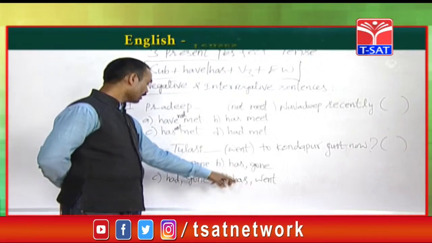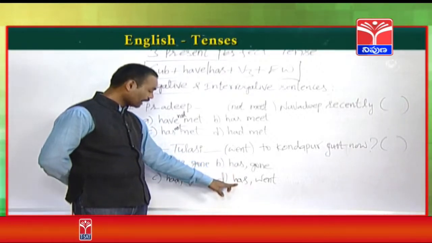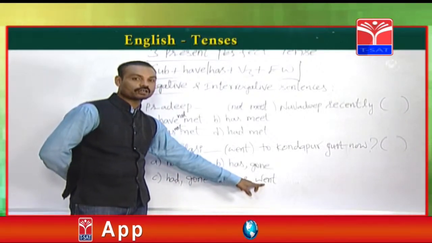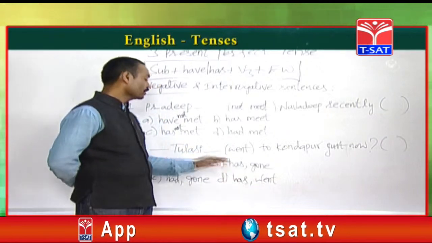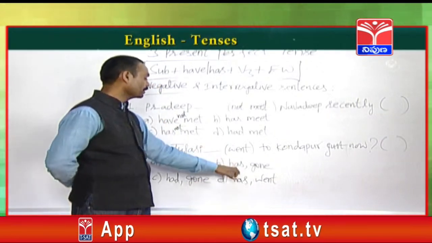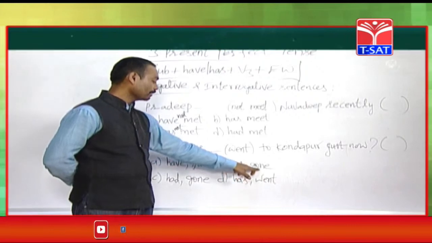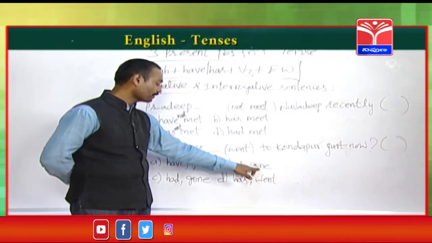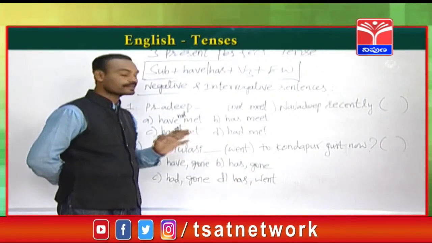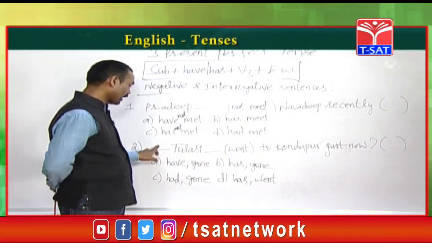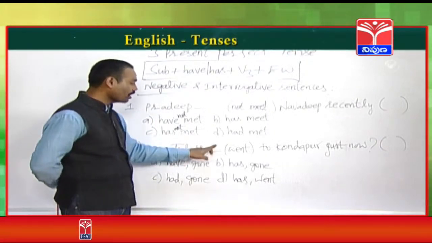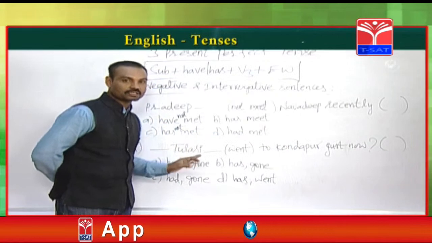Here has, correct, helping verb is right, but the main verb is wrong, went is there, we should not use second form, we should use the third form of the verb. Helping verb and the main verb must be in the third form. Has gone is the answer. Has gone. First here has should be taken. Has Tulasi gone to Kondapur just now.